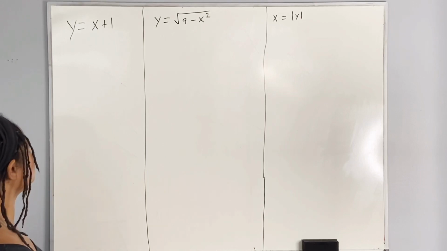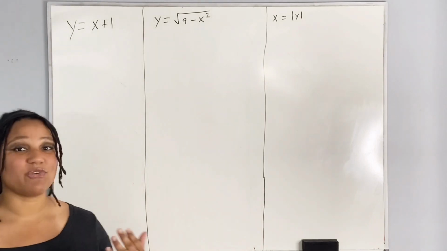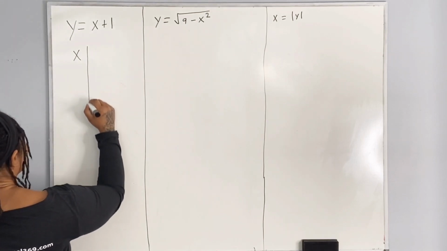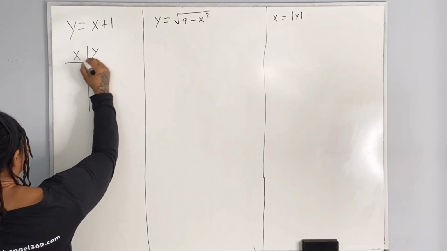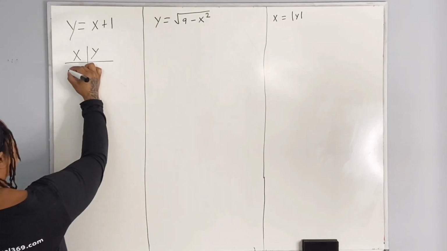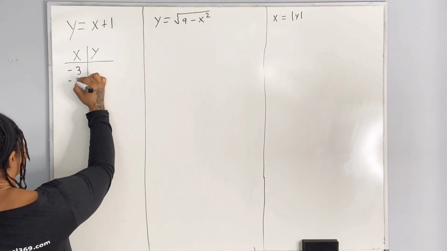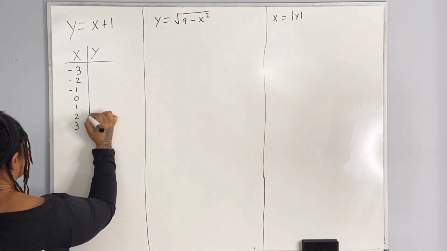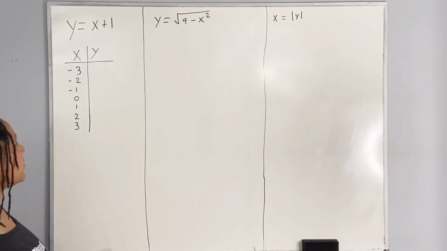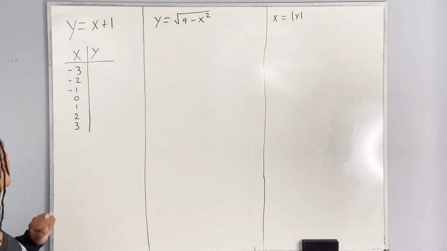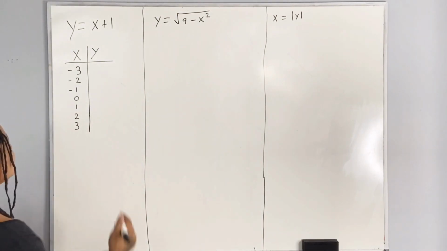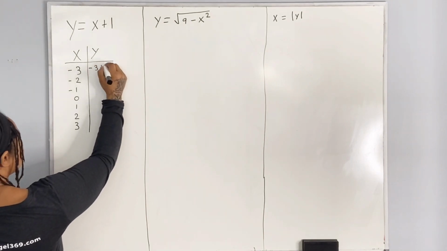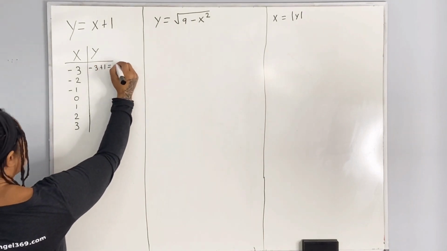We have y is equal to x plus 1 and we want to graph. So we are going to start by writing a table and starting from -3. So -3, -2, -1, 0, 1, 2, and 3. So then we're going to graph plugging in these points. So if I plug in -3, we get -3 plus 1, which is equal to -2.